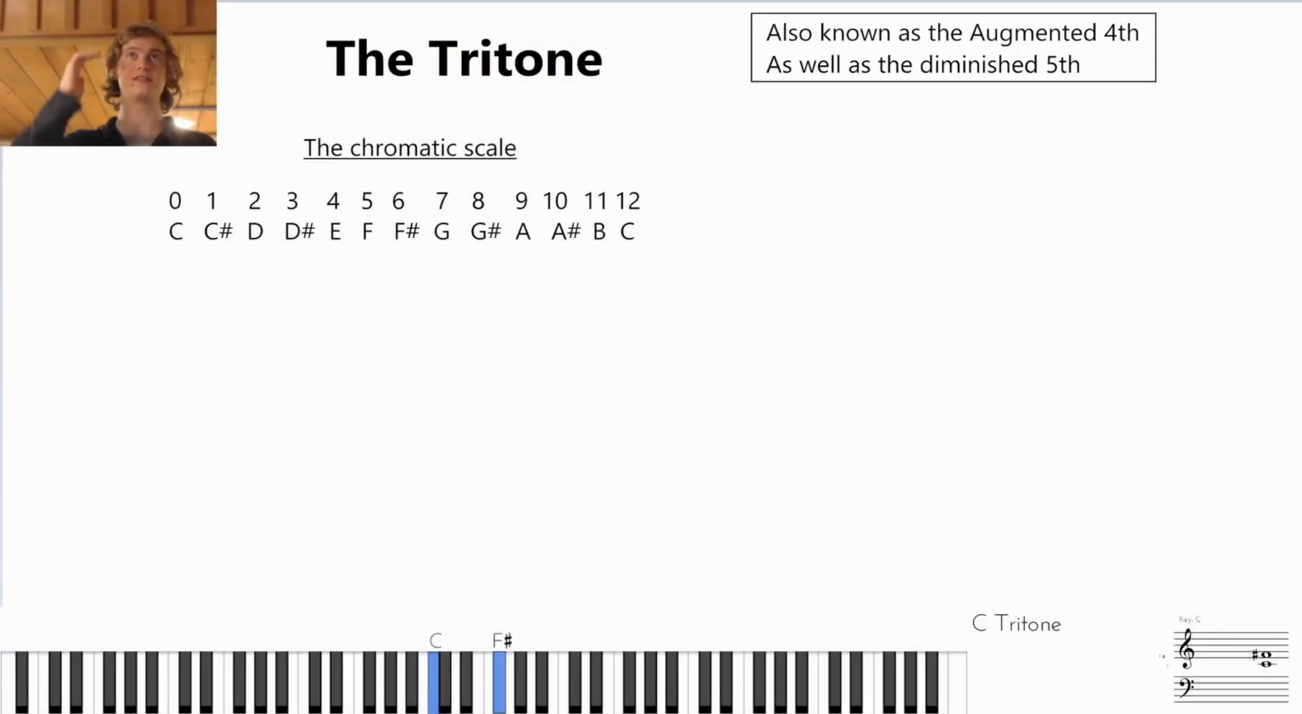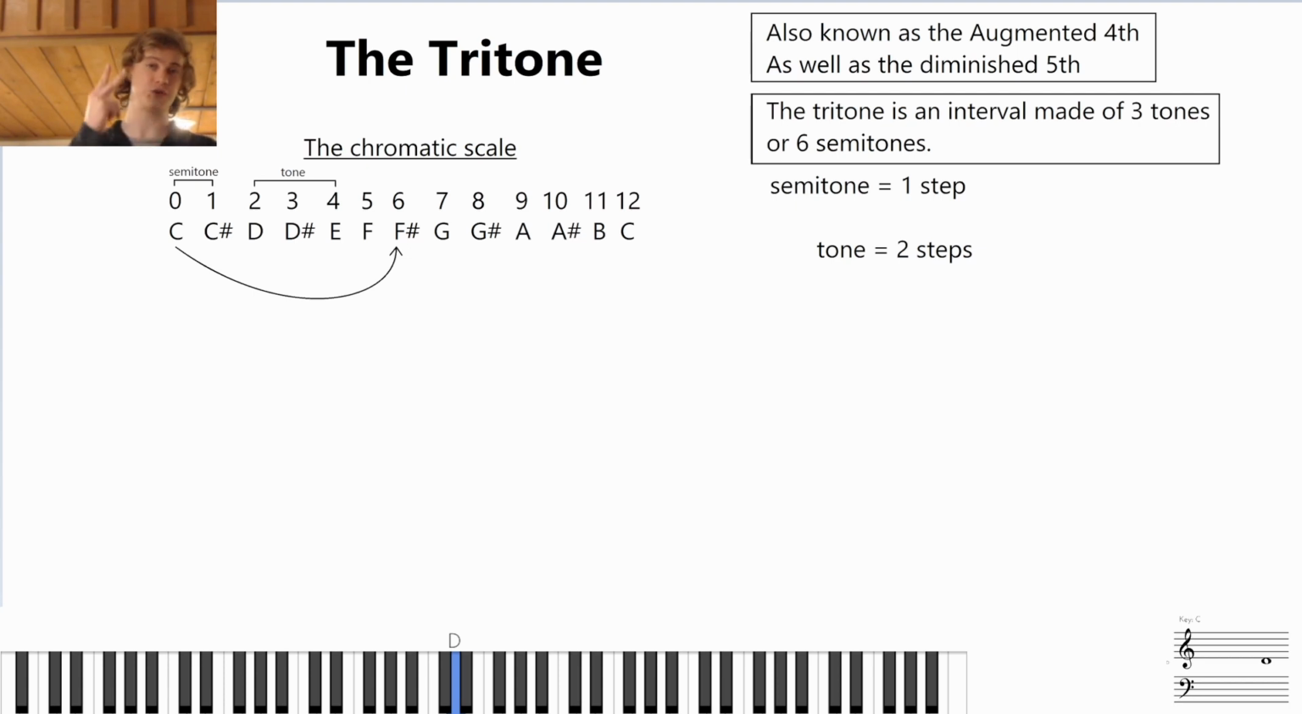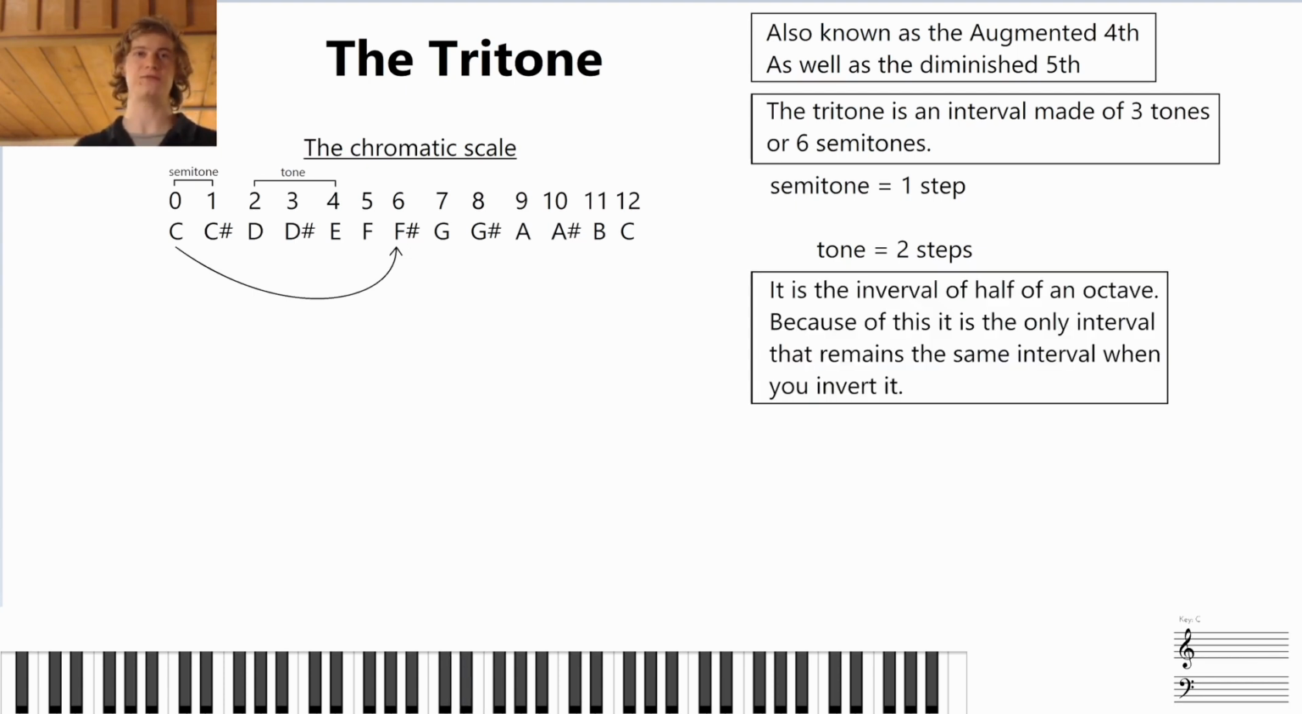Tritone, also known as the augmented fourth as well as the diminished fifth. The tritone is an interval made up of 3 tones or 6 semitones, and that's why it is called a tritone. A semitone is 1 step in the chromatic scale, and a tone is 2 steps in the chromatic scale. It is the interval of half an octave.